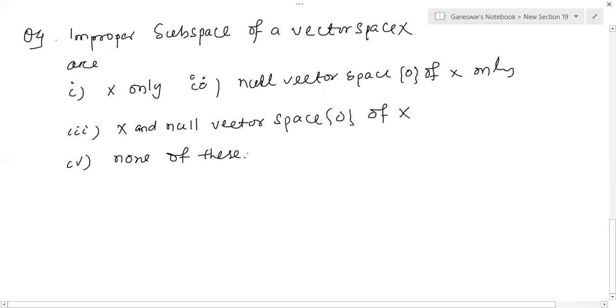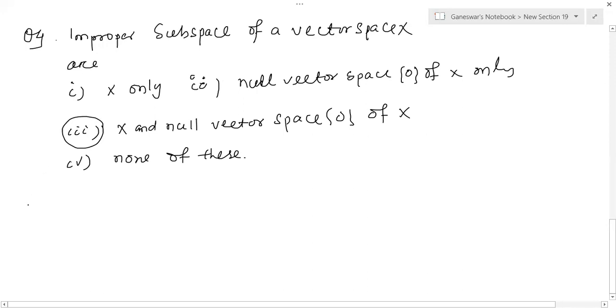Just see, which one is the improper subspace of a vector space? Remember the definition of the improper subspace. The improper subspaces are X and the null vector space 0 of X. That is the improper subspace. So the third option is true.